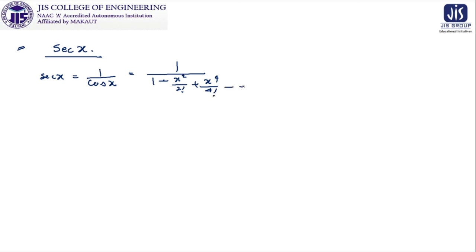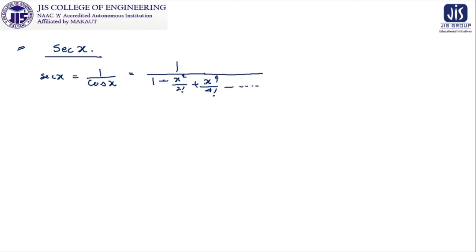And finally, before concluding this class, I just want to give a clue on how to find the expansion of sec x. It is also a trigonometric function, and we are not going to do it directly, but we are going to use the series expansion of cos x by writing sec x equal to 1 by cos x. So we can write it as 1 by 1 minus x square by factorial 2 plus x to the power 4 by factorial 4 minus dot dot dot.